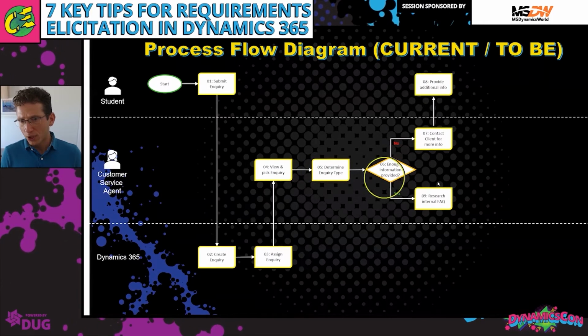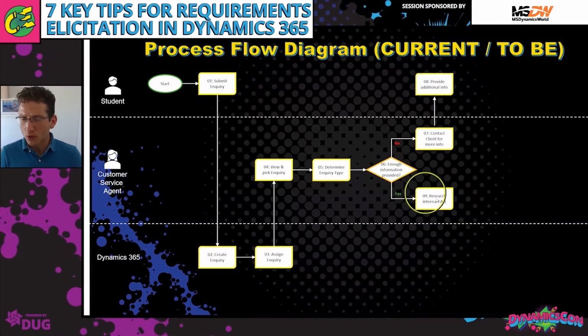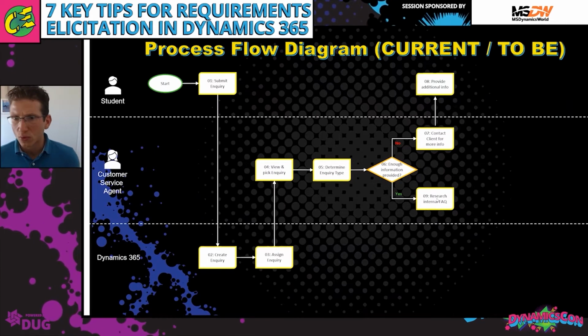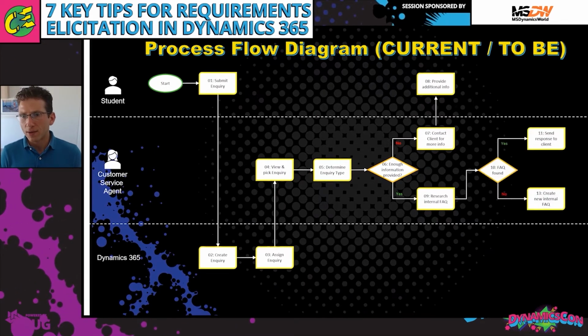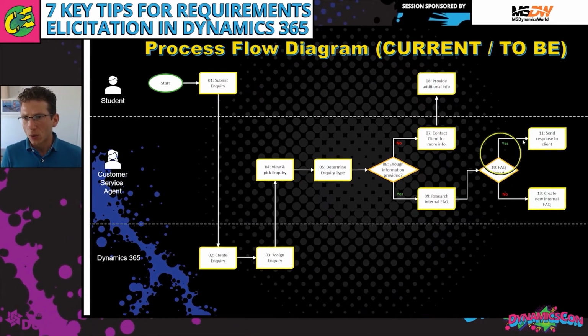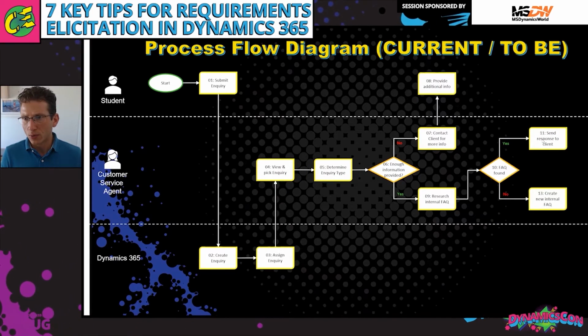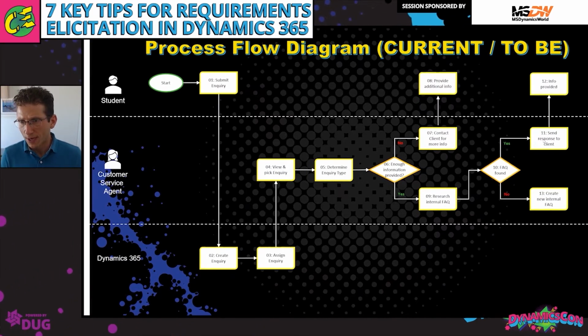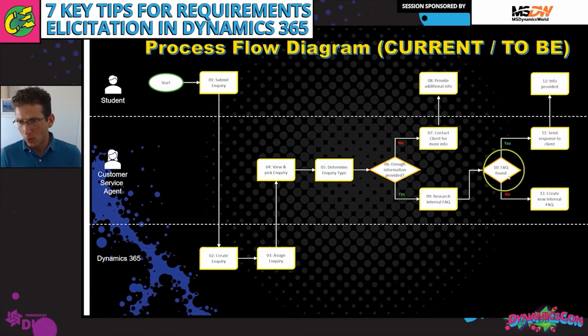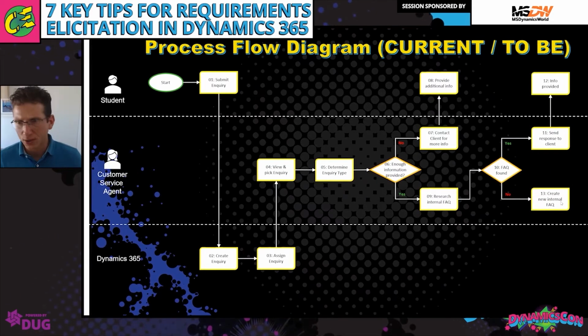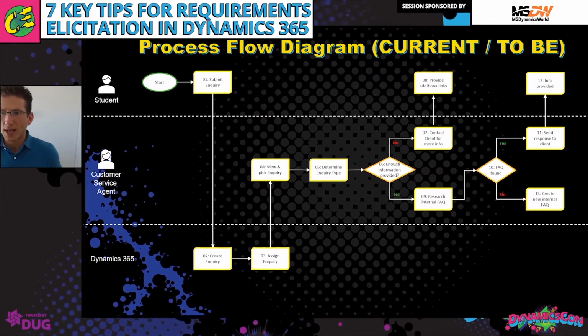If there is enough information in the inquiry, we can research internal FAQs or internal knowledge. If we find an article, we can send the article to the student, info provided. If we don't find the article, we can create a new internal article. I mean, that's the process they explained to me.